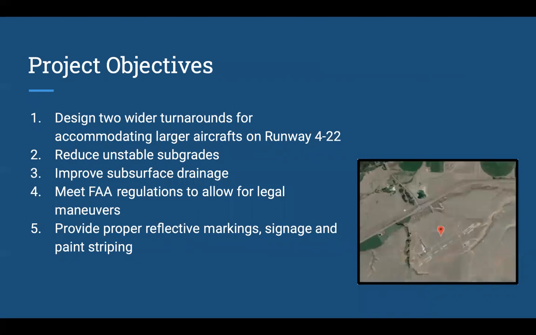So the project objectives were that we needed to design two widened turnarounds to accommodate larger aircrafts on runway 4-22, which is the main paved runway of the airport. That little map just shows where the actual airport itself is. And then we also needed to reduce unstable subgrades and just make sure that they had the proper thickness on those turnarounds. And then we're also improving the drainage that goes off of the surface. So that will just be taken care of with drainage slopes on the edge of the turnaround.